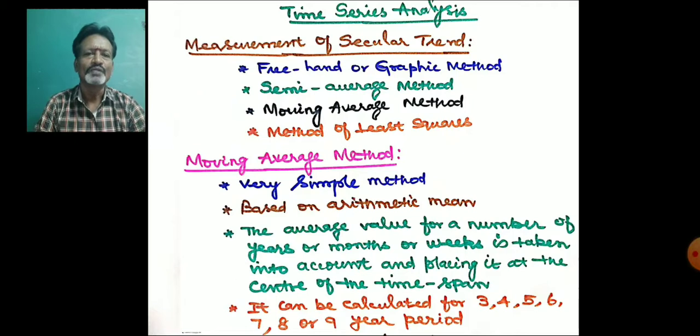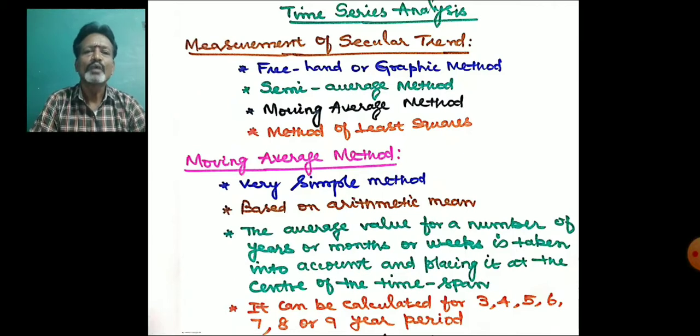Okay, now we concentrate on the moving average method. Here, in the moving average, your average will be calculated by moving values. It is a very simple method, and it is based on arithmetic mean values. Under the moving average method, the average value for a number of years, months, or weeks is taken into account and placed at the center of the time span.